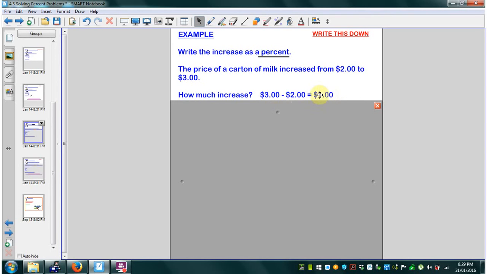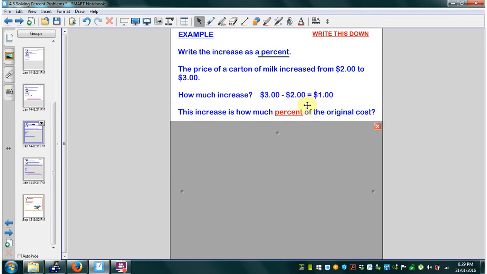So now, this increase is how much percent of the original. And that's what we're looking for. This increase that we found, what percent of our original price was it? So again, let's look at this and write it as math.